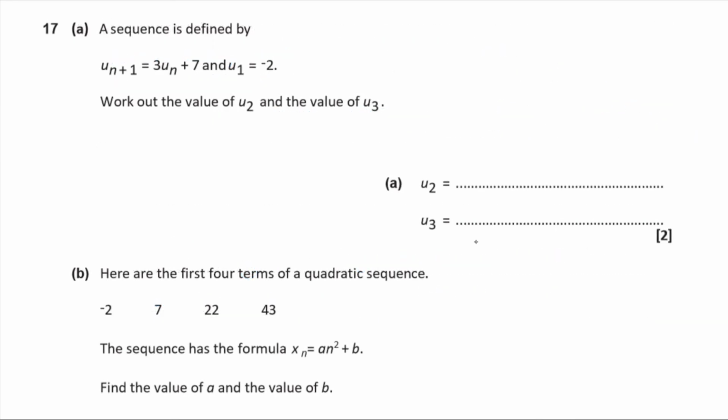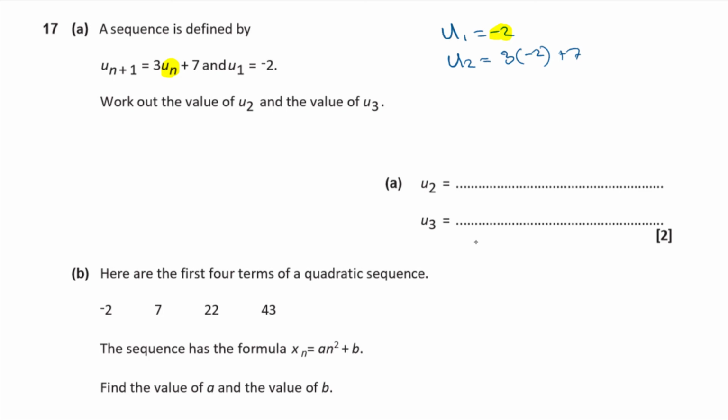Question 17a. A sequence is defined by u(n+1) equals 3 lots of un plus 7 and u1 equals minus 2. Work out the value of u2 and the value of u3. Okay, so we've got the value of u1. It is minus 2. And we're told that u(n+1) is 3 lots of, so the next term is 3 lots of the previous term plus 7. So if I want to work out u2, the next term, it's going to be 3 lots of the previous term, u1, which is minus 2, plus 7. Okay, all I'm doing is taking this value here for u1 and imagining it in this expression here.